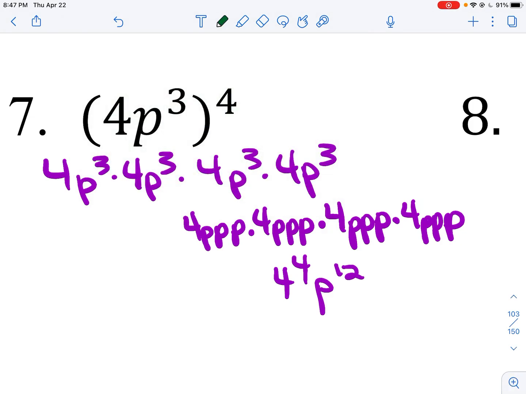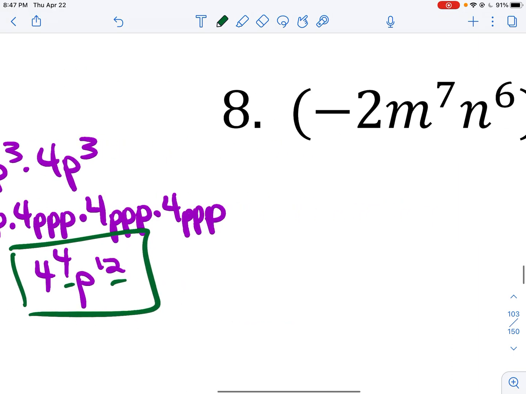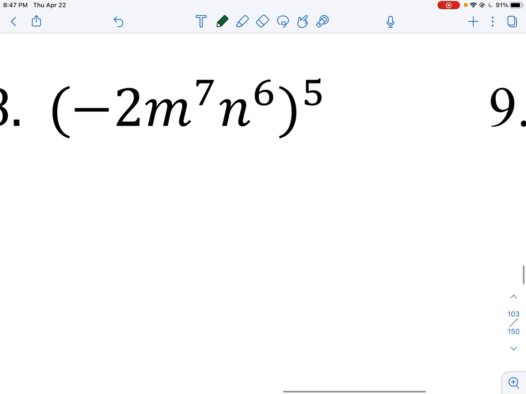If I was to show the rule for this, remember this has an exponent of 1. 4 to the 1 times 4. Oops, I didn't mean to write it there. 4 to the 1 times 4, p to the 3 times 4. 1 times 4 gets 4, 3 times 4 gets 12. So this is my answer. And no, you don't need those little lines underneath. I was just showing. Okay?